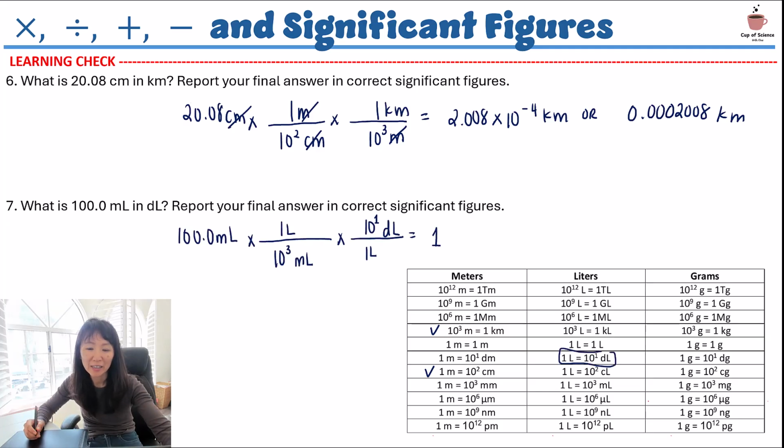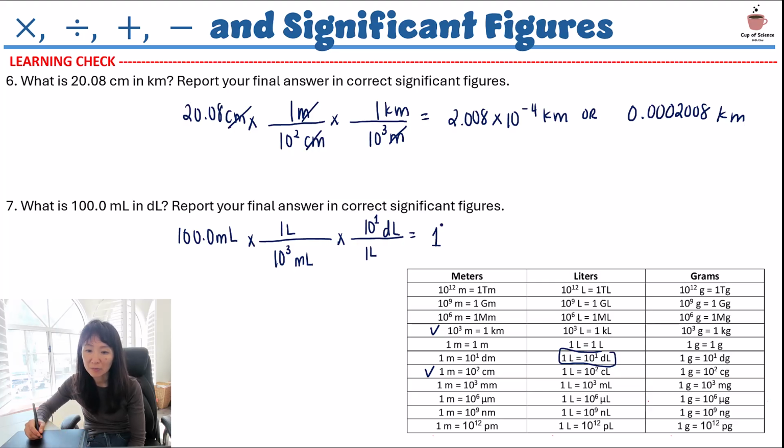Now your calculator probably spat out 1, but we are not done yet. It is not 1 deciliter because this is 1 sig fig. If you look at the starting point, this has a total of 4. It has a decimal point, so all of the trailing zeros count. There's 4. So how do we make this into 4 sig figs?